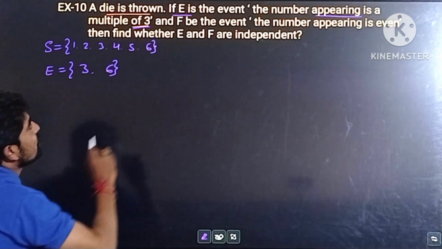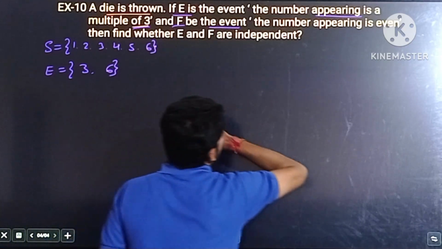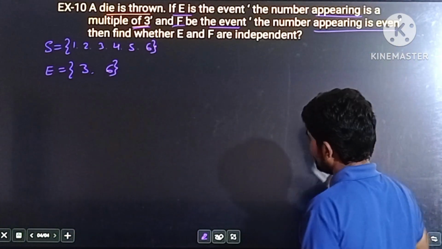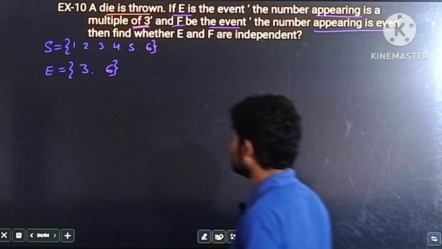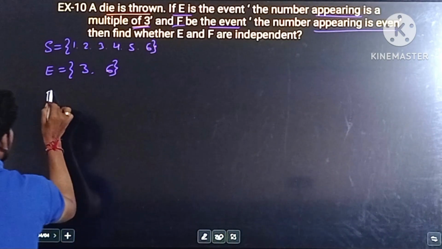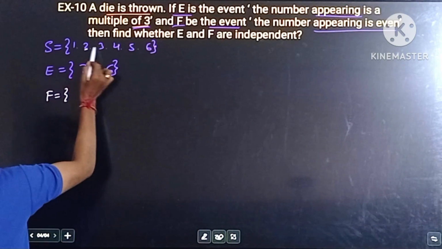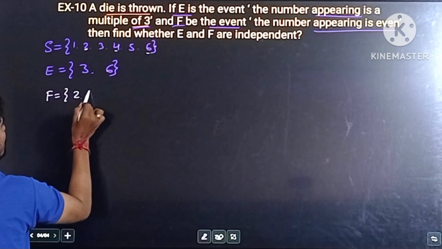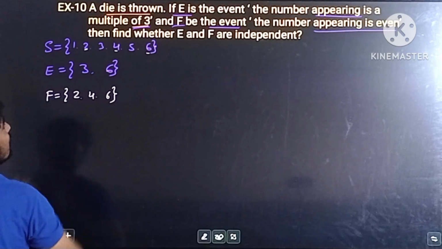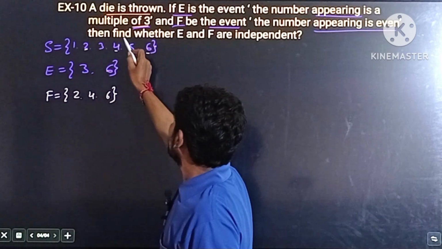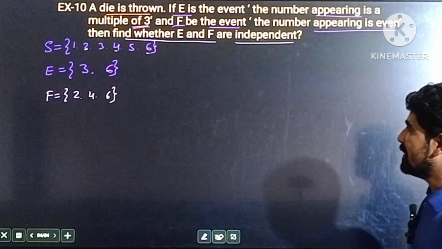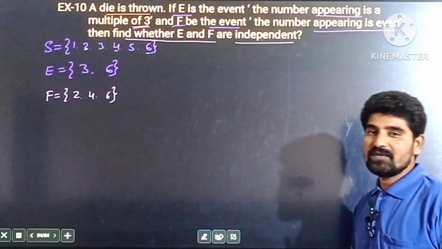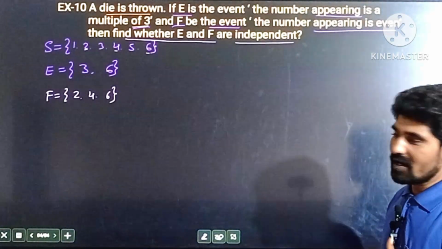And he also gave one more event, F be the event: number appearing is even. So in the event F, there exist only even numbers. Therefore, event F is equal to 2, 4, 6. And his question is, then find whether E and F are independent. So we need to identify whether these two given events E and F are independent or not.